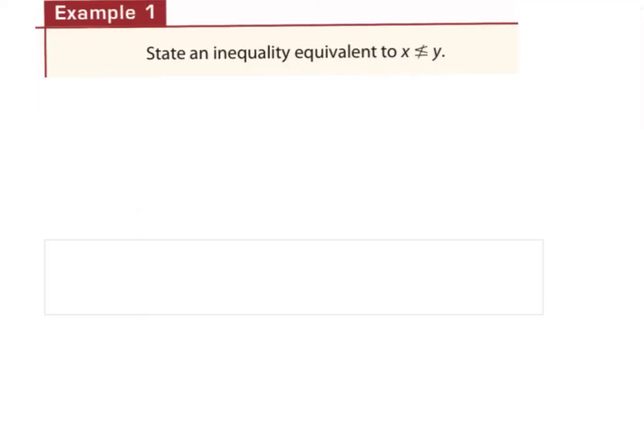State an inequality equivalent to X is not less than or equal to Y. Well, if X is not less than or equal to Y, you could just say that X is greater than Y. All right, X is greater than Y. Let's look at the next example.